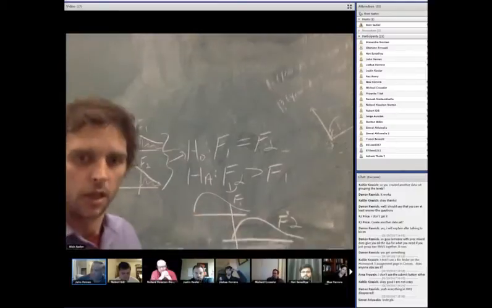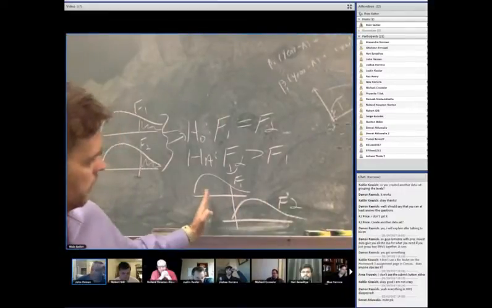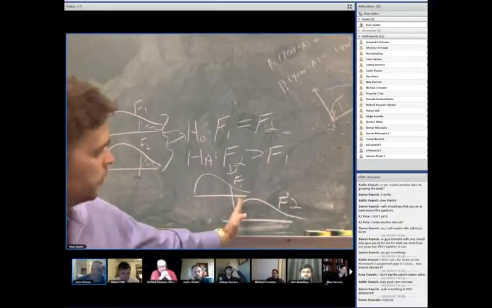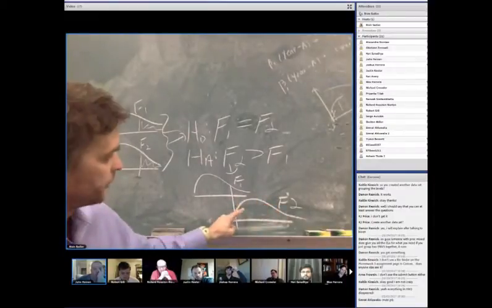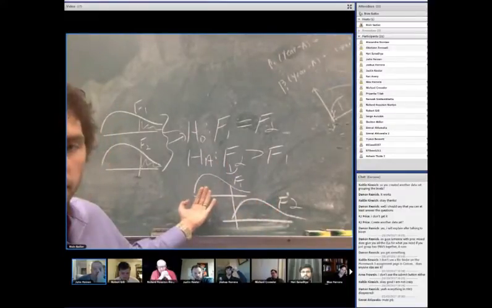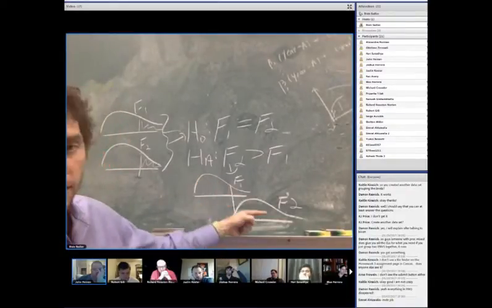So for any fixed value, F2 has a higher probability of being greater than that value. So F2 is greater than F1 in this case, and that's what we're testing here. We're not testing the mean. Turns out that if the shapes are the same, then the mean will be greater too.